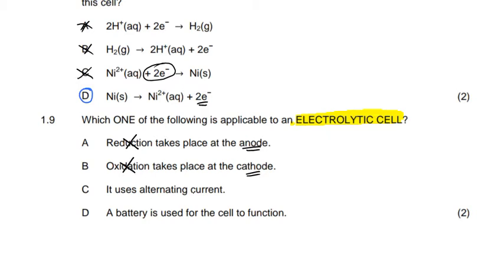It uses alternating current. No. We never use alternating current in electrochemistry because we're trying to achieve something here. Alternating current is just going to make the electrons move in circles and we're not going to get anything done. We actually use a direct current. So by default, the answer is going to be D. A battery is used for the cell to function. And that is absolutely correct.